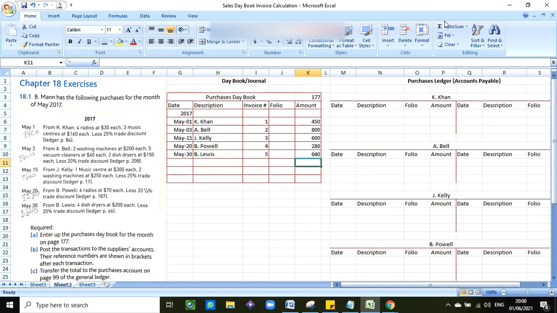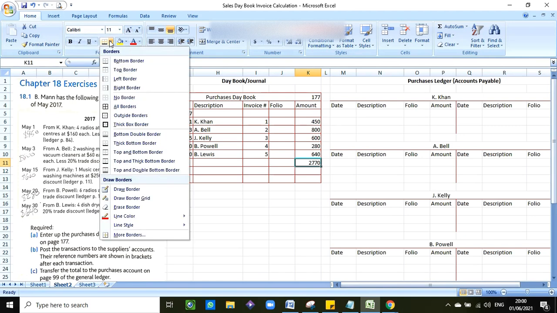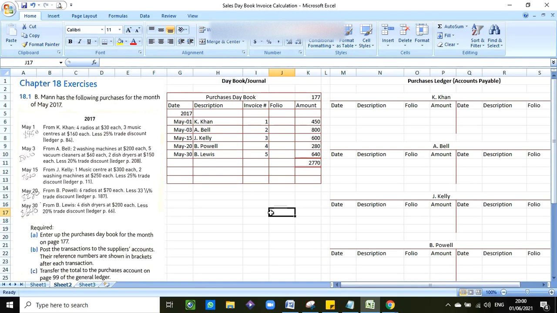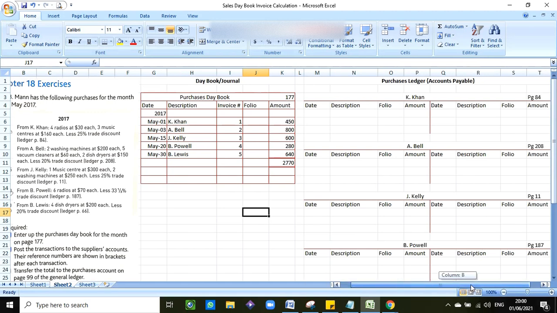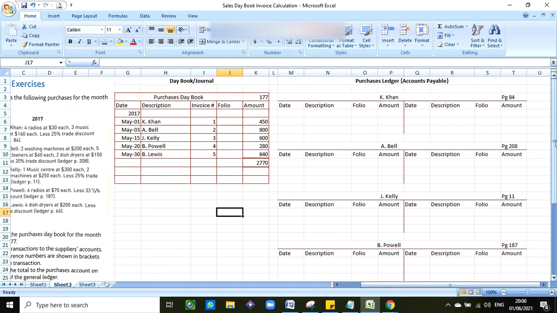So I'll go ahead and I will add my entire purchases for the month of May, and it's 2,770, double line. So very similar to the sales day book. You will notice a tiny difference right here once we get to the folio and once we start posting. Okay, so let us start posting.